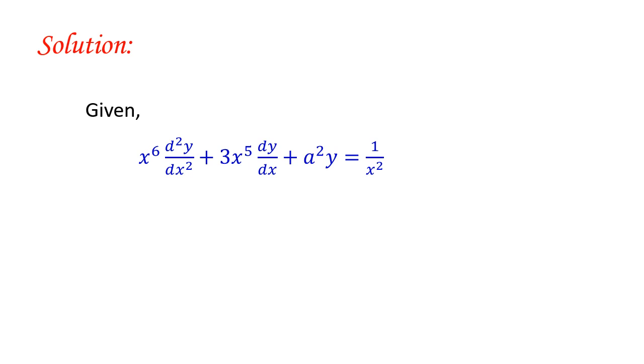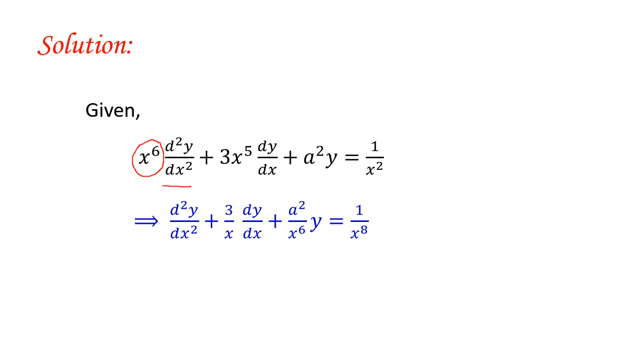Now this equation is not in the standard form of second order LDE because the coefficient of d square y by dx square is x to the power 6. We have to eliminate x power 6, therefore divide throughout by x power 6. So if you divide throughout by x power 6, we get d square y by dx square plus 3 by x into dy by dx plus a square by x power 6 into y is equal to 1 by x power 8. Therefore, the value of p is 3 by x and q is a square by x power 6 and r is 1 by x power 8.